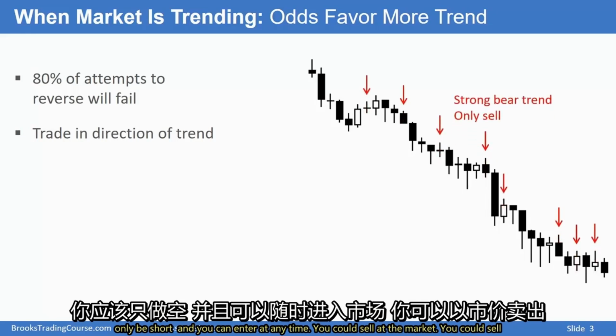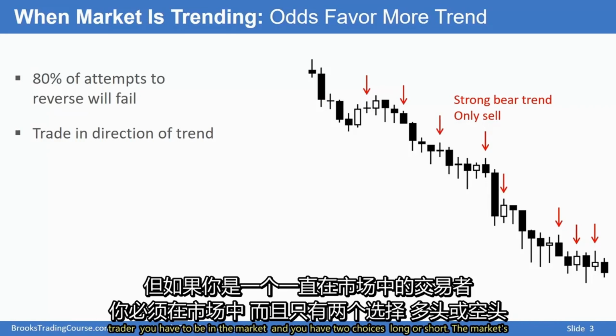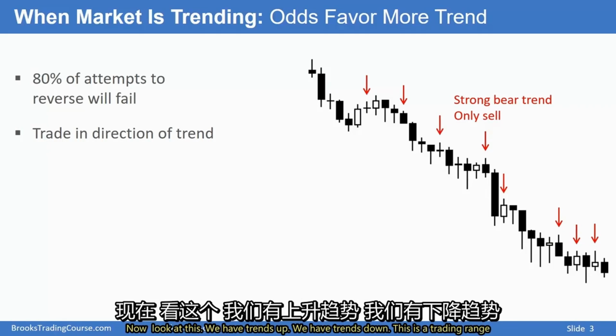And you can enter at any time. You could sell at the market, you could sell pullbacks, you could sell bear closes, you could sell bull closes. But if you're an always in trader, you have to be in the market, and you have 2 choices, long or short. When the market's clearly in a tight bear channel, it's a strong bear trend, you should only be short.